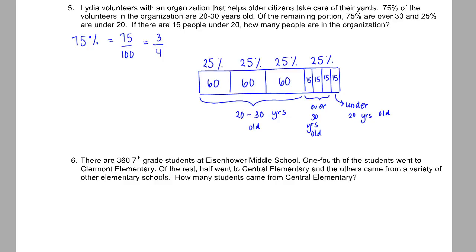And we're asked how many people are in the organization overall. Well, I have 4 boxes essentially of 60. So 4 times 60 is 240. So there are 240 people in the organization.